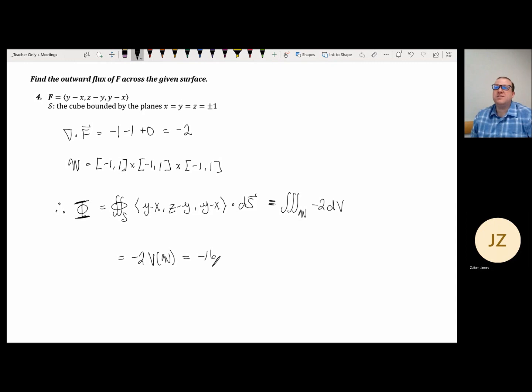Each side has length 2, doesn't it? Length is 2, width is 2, height is 2. I guess it's not really length, width, height. It's technically length, depth, height. Depth is x. Length is y. Height is z.